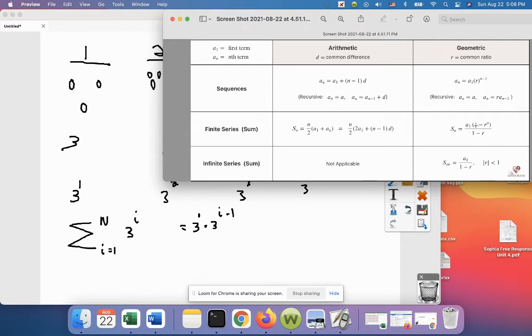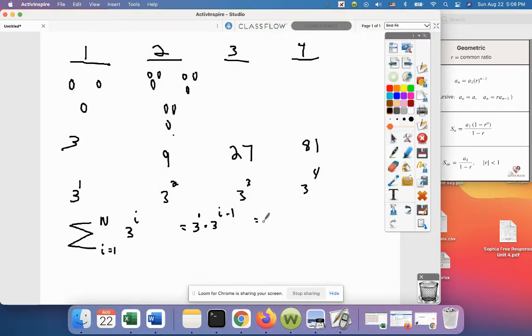That's the formula we're going to use, which is equal to a sub 1 times 1 minus r to the n power all over 1 minus r. We know r is 3, so let's plug in what we have. So I'm going to have 3 times 1 minus 3 to the n all over 1 minus 3.